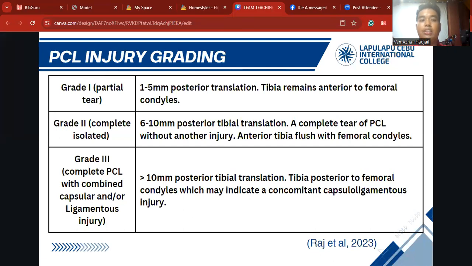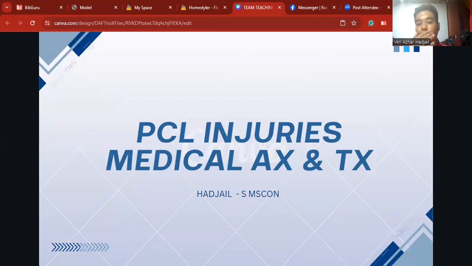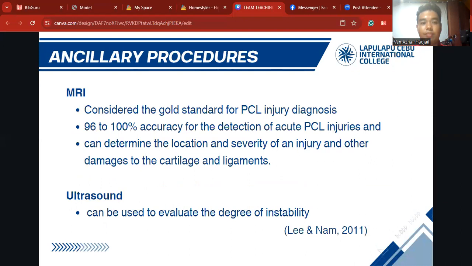So the difference in the three: for grade 1, there is only the posterior translation and no tear. Grade 2 has the translation and tear, and grade 3 has the translation, the tear, and another injury. So here we have the PCL injuries, medical assessment, and treatment.